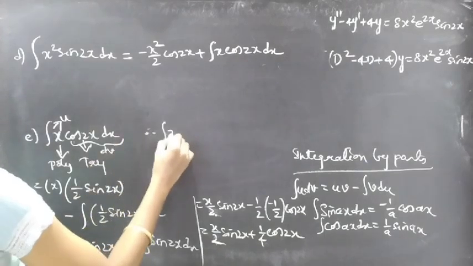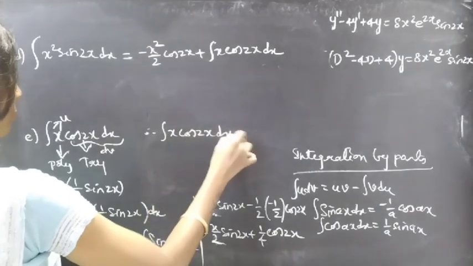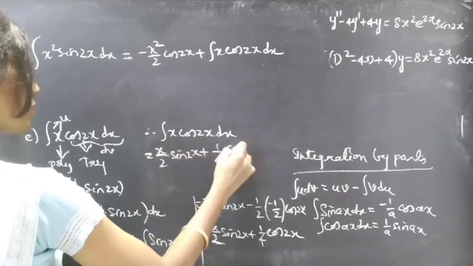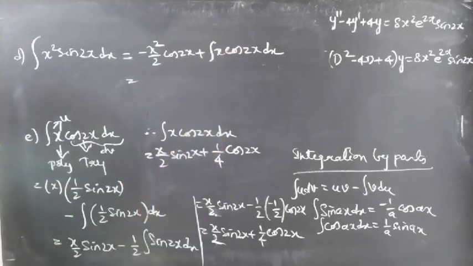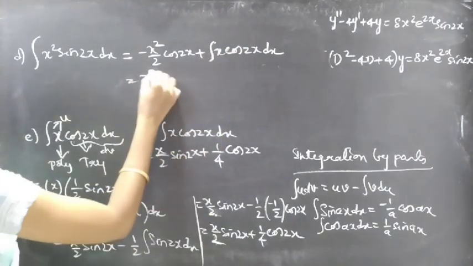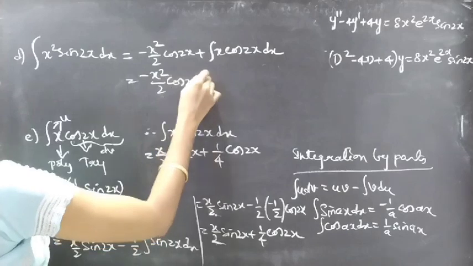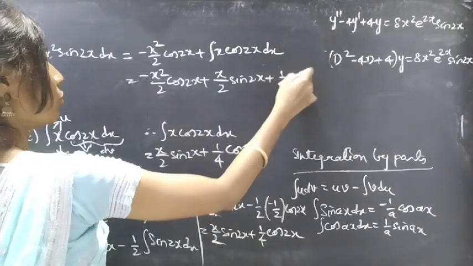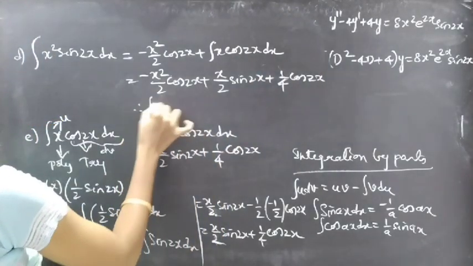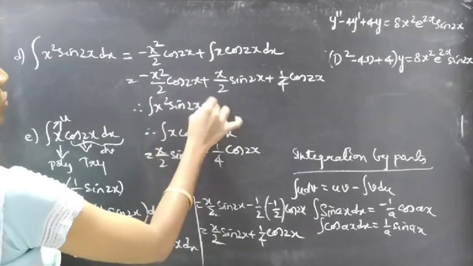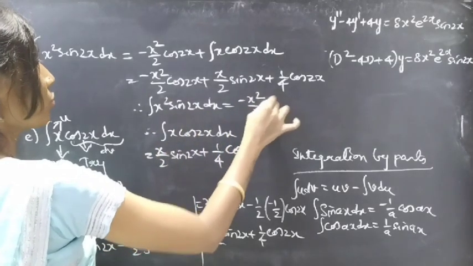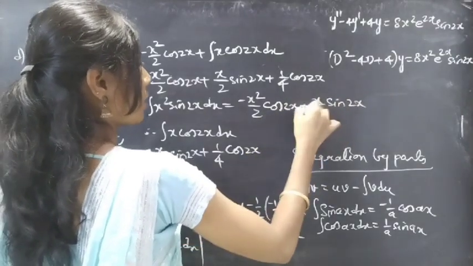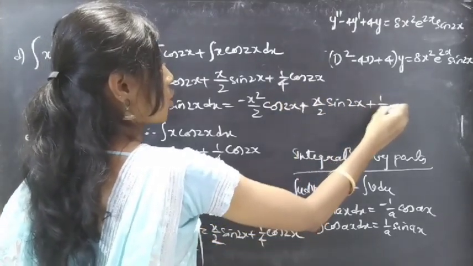Therefore, integral x cos 2x dx equals x by 2 sin 2x plus 1 by 4 cos 2x. Now replace integral x cos 2x with this, then we'll get minus x squared by 2 cos 2x plus x by 2 sin 2x plus 1 by 4 cos 2x. Therefore, integral x squared sin 2x dx equals minus x squared by 2 cos 2x plus x by 2 sin 2x plus 1 by 4 cos 2x.